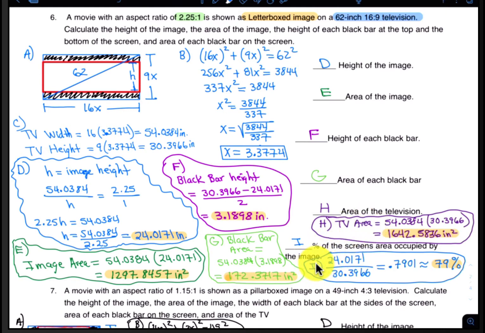And finally, section I. Section I, we'll find the percentage of the screen's area occupied by the image. So we just take the height of the image and divide it by the height of the entire screen. The height of the image is 24.0171, and the height of the screen is 30.3966. So we divide those two numbers and we get 0.7901, which is approximately 79%.